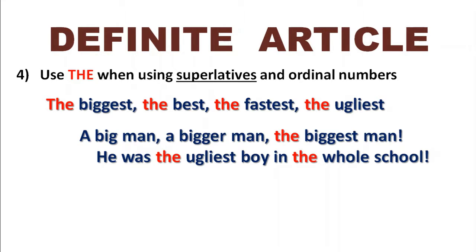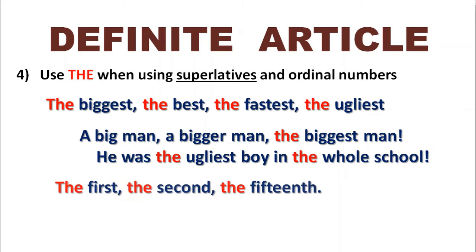And let's talk about ordinal numbers. Cardinal numbers, of course, are just 1, 2, 3, 4, 5. Ordinal numbers are the first, the second, the 15th. And so the rule is whenever you use an ordinal number before a noun, we would normally use the definite article the.